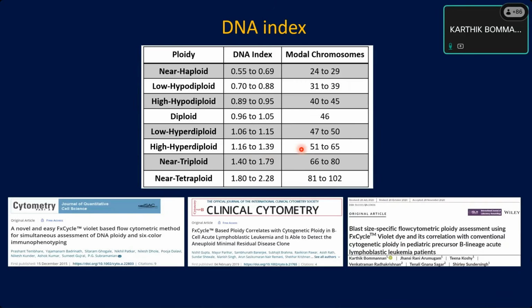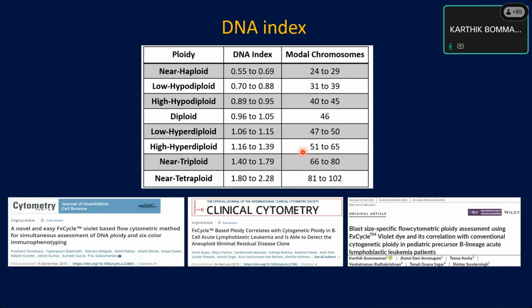So what is the modal number of chromosomes to define high hyperdiploidy by karyotyping, Dr. Ruchika? 51 to 65. Yes, the upper limit is 65, 51 to 65. The same corresponding by flow, the DNA index is 1.16 to 1.39. Okay? 1.16 to 1.39.